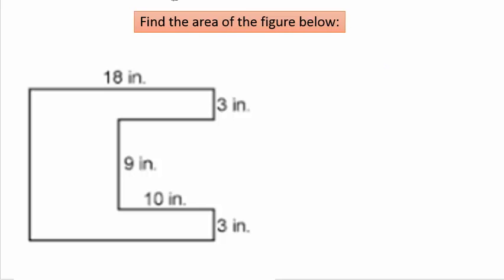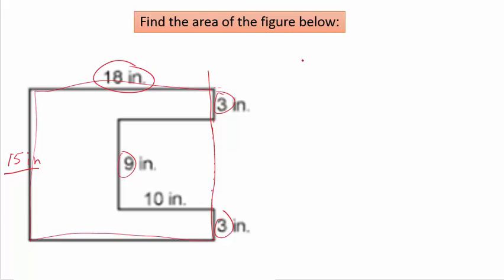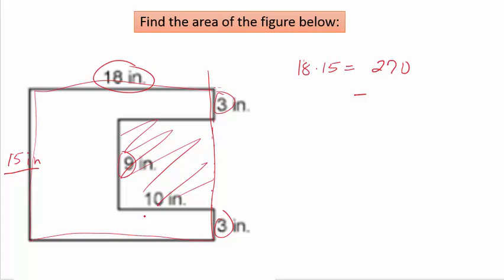So if we were supposed to find the area of this figure, I bet maybe the quickest way to do this is I'm going to draw a dotted line right here, and let's find the area of this big rectangle here. Well, that's 18 for the base, and we have 3 plus 9 plus 3. That's going to give us 15 for the height. So we're going to take 18 times 15, and I believe that gives us 270, and we're going to subtract from that this rectangle, which is a 9 by 10 rectangle. 9 times 10 is 90, and we're going to subtract 270 minus 90 to give us 180, and that would be in square inches.